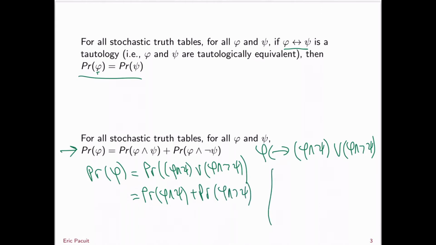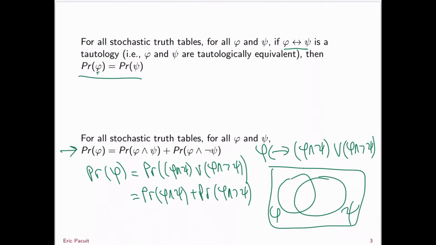So in a picture, here we have phi, and now we have psi. We note that this region right here, the red region, is phi and not psi, whereas the blue region is phi and psi. And they're disjoint, they don't overlap. So the probability of the phi region, this region right here, is going to be the sum of the probability of the red region plus the probability of the blue region. And that justifies this formula right here.